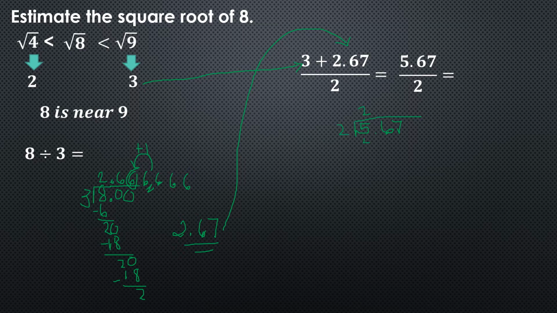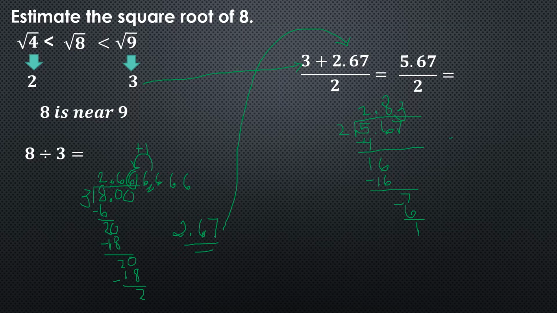2 times 2 is 4, and then you subtract. 5 minus 4 is 1. Bring down 6. 16 divided by 2 is 8. Don't forget the decimal point. 8 times 2 is 16. You subtract, so this is 0. You bring down 7. 7 divided by 2 is 3. 3 times 2 is 6. There is a remainder still. You can add 0 and continue dividing.